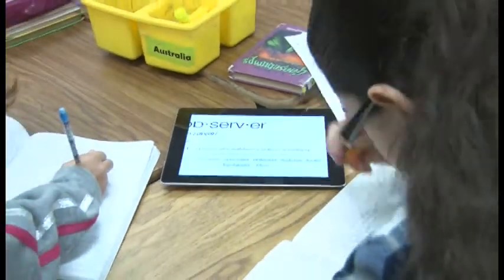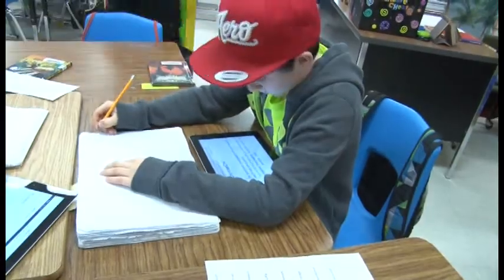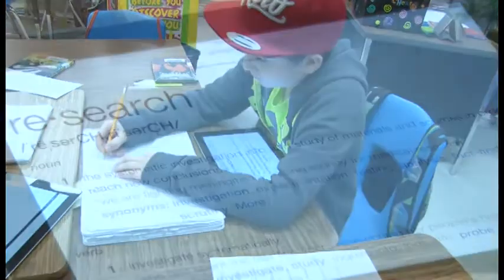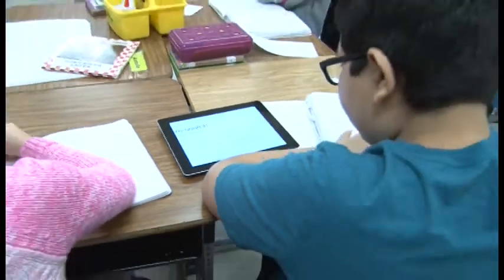And not all of my students have access to iPads at home or internet, so my classroom, or the ILC, is the only time where they can become engaged with these devices, and they love it.